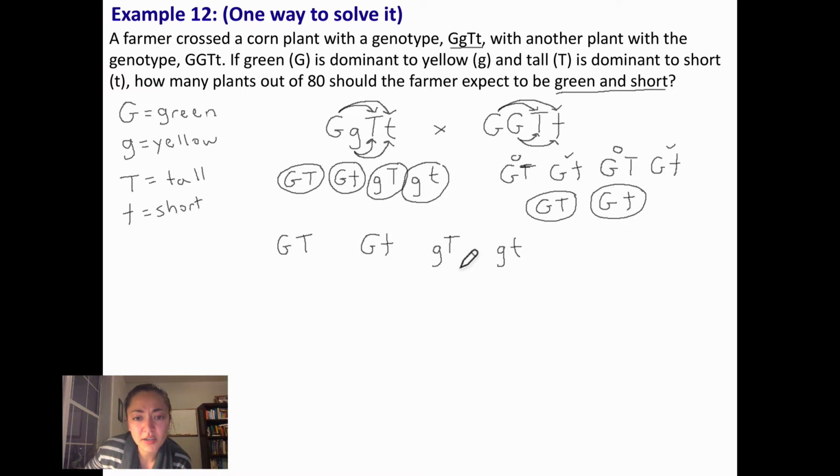So what I put here were just the possible gametes from this parent. The other parent could only make two possible types of gametes, so it's big G, big T, or they could have given a big G with a little t. Just like before, I'm going to draw my Punnett square.